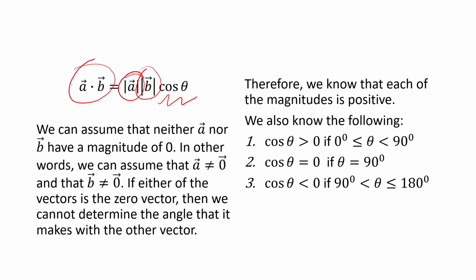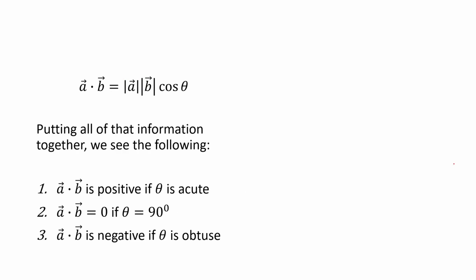Well, cos theta is greater than 0 if theta is an angle between 0 and 90 degrees. Cos theta equals 0 if theta is equal to 90 degrees. And cos theta is less than 0 if theta is an obtuse angle. So putting all that together, we can say that A dot B will be a positive value if theta is acute. It will equal 0 if theta is 90. And it will be negative if theta is obtuse.